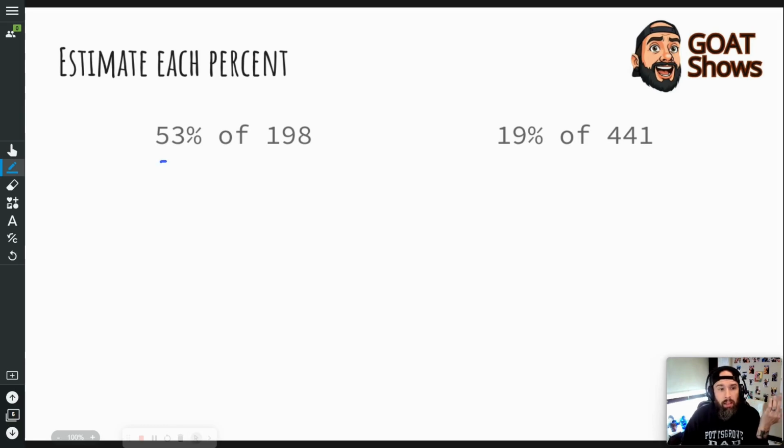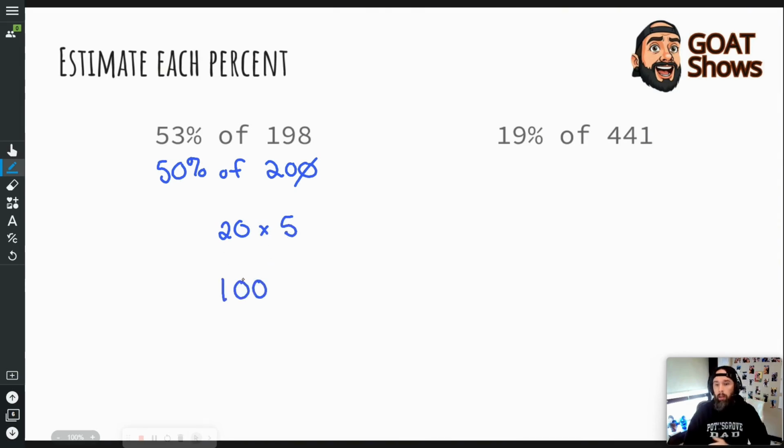So I'm going to round these to the nearest 10. In my brain, this is about 50%. And in my brain, this is about 200. So in my brain, I'm going to take 10% of 200, which means hack off a 0, giving me 20. Now, in order to get to 50%, you multiply by 5. And so we get 20 times 5, which is 100. That's it. 53% of 198 is about 100.